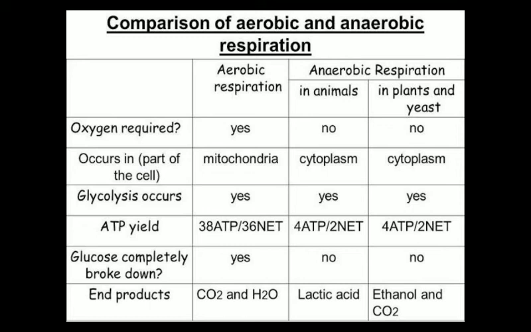The second criterion is the part of the cell in which it occurs. In which part of the cell will aerobic respiration take place? The answer is mitochondria. Anaerobic respiration takes place in the cytoplasm of the cell. The third criterion is glycolysis. It is a very important point that glycolysis is a common step, whether it is aerobic or anaerobic respiration. So in aerobic respiration, glycolysis takes place, and in anaerobic respiration also, glycolysis takes place.